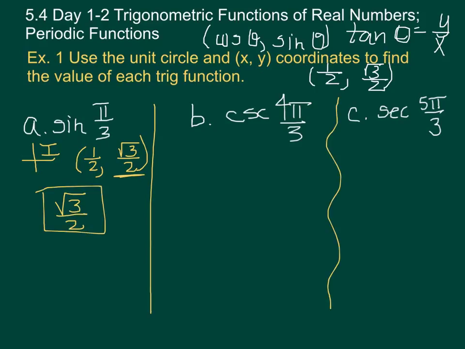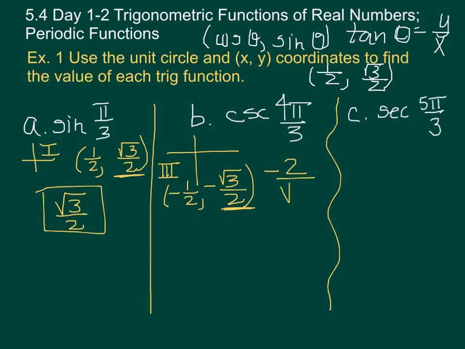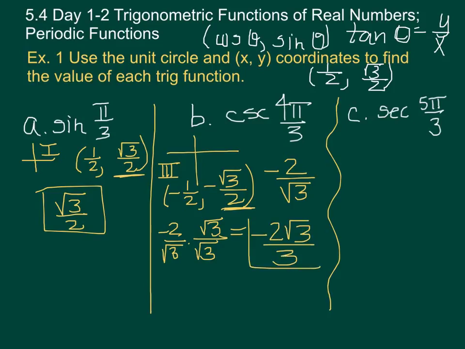B. 4 pi over 3 is actually in quadrant 3. In this quadrant, the x and the y value are negative. Cosecant is the reciprocal of sine. So I'm going to find the reciprocal, which is negative 2 over square root of 3, and then I have to rationalize it. And that will give me negative 2 square root of 3 over 3.